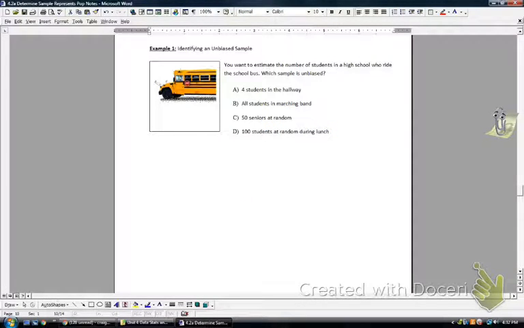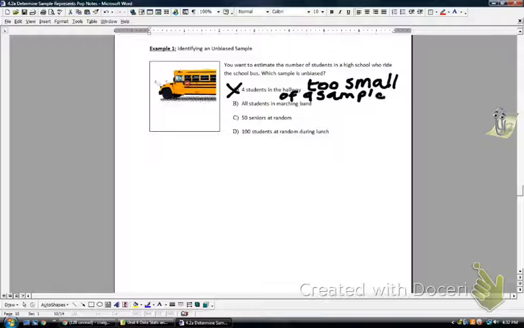So let's look at our first example, identifying an unbiased sample. You want to estimate the number of students in a high school who ride the school bus. Which sample is unbiased? Let's look at letter A. 4 students in the hallway. That is not a good sample because it's too small. If you want to know about an entire high school, the population is an entire high school who rides the bus, 4 students in the hallway is too small of a sample.